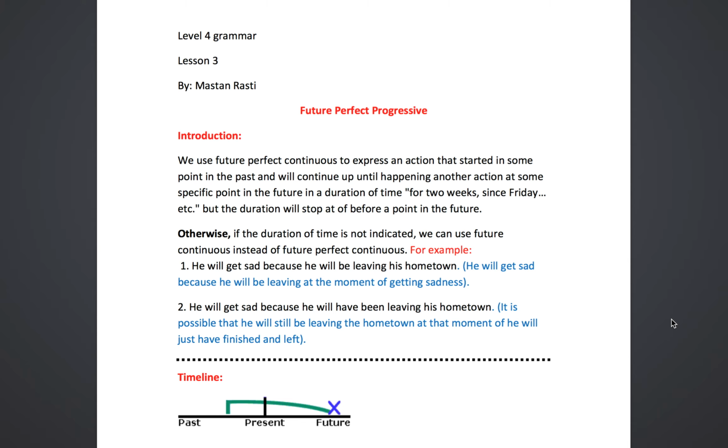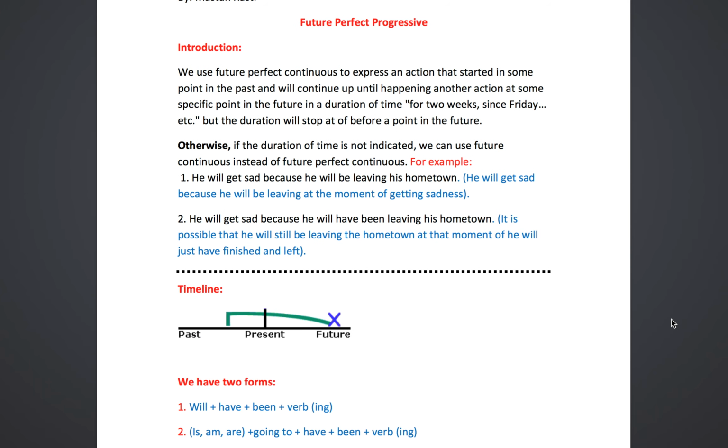Here, if we talk about the future perfect progressive, we can say that this is used for the action that started at some point in the past and continues up to some point in the future until another action happens. The action started in the past and continues up until some point in the future, and that will be stopped or ended by another action in the future. If you look at the timeline here, that will be more clear for you.